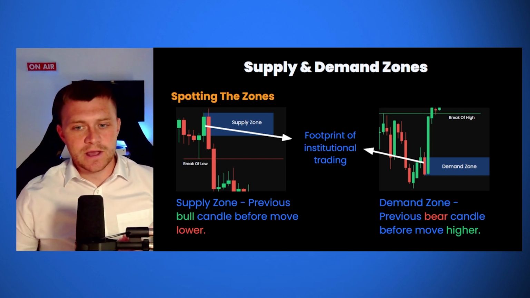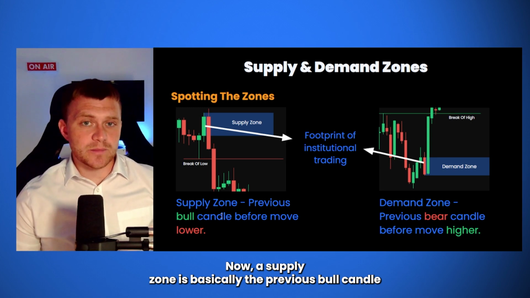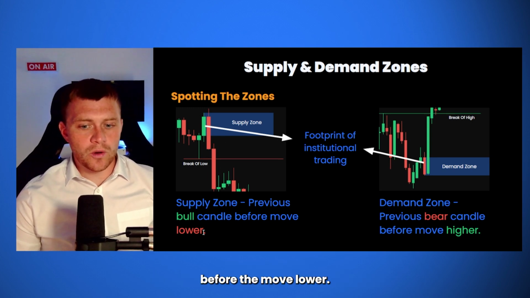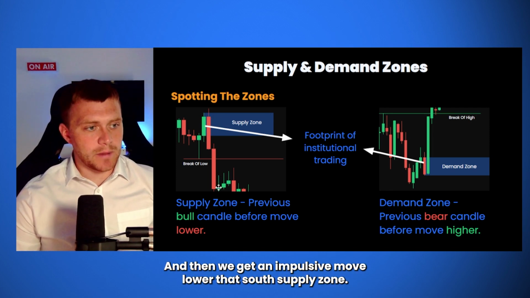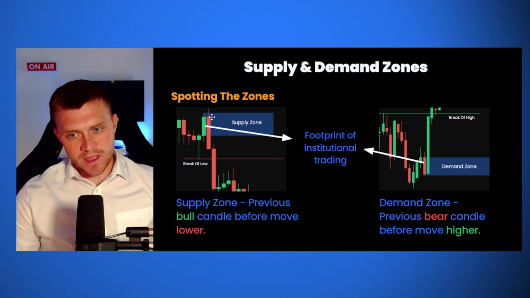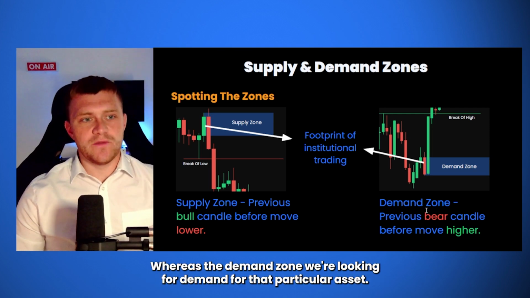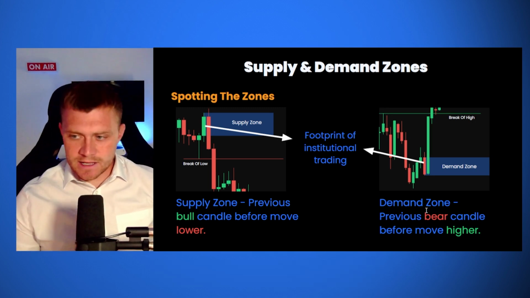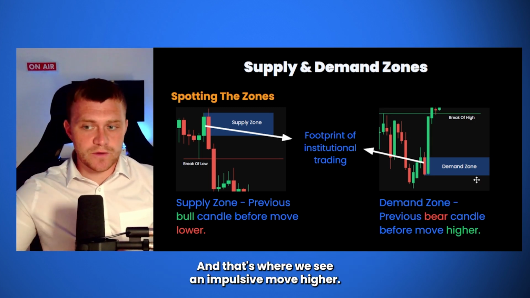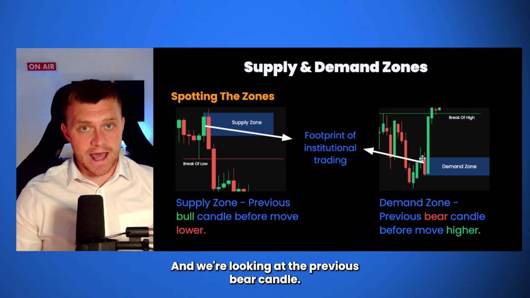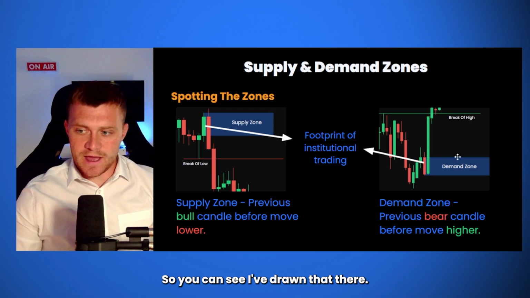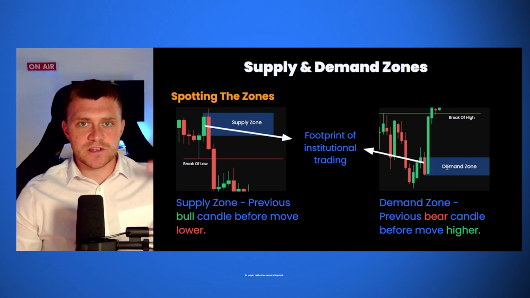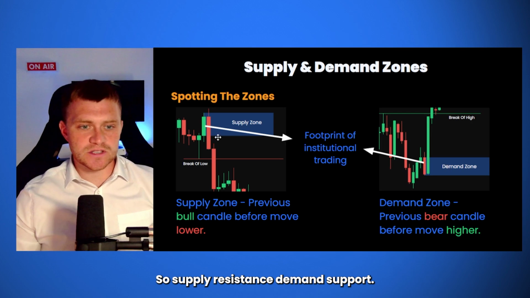That's how it's defined. Now, a supply zone is basically the previous bull candle before the move lower. So you can see I've marked that bullish candle, and then we get an impulsive move lower. That's our supply zone. That basically becomes a resistance area. Whereas for a demand zone, we're looking for demand for that particular asset, and that's where we see an impulsive move higher, and we're looking at the previous bear candle, so the red candle before the move higher. So you can see I've drawn that there, so that will then become a support area. So supply, resistance, demand, support.